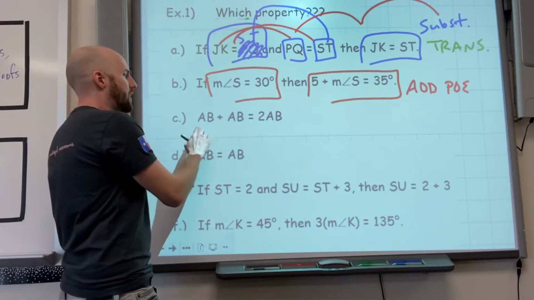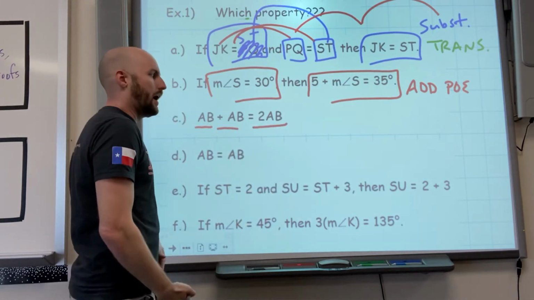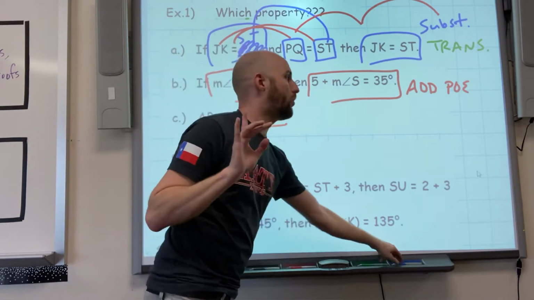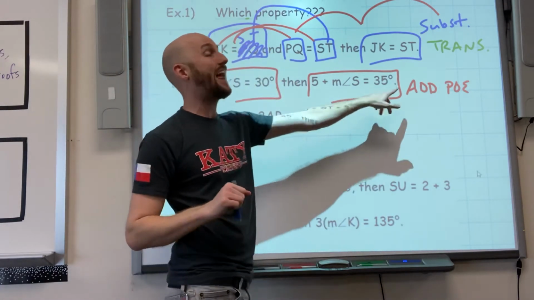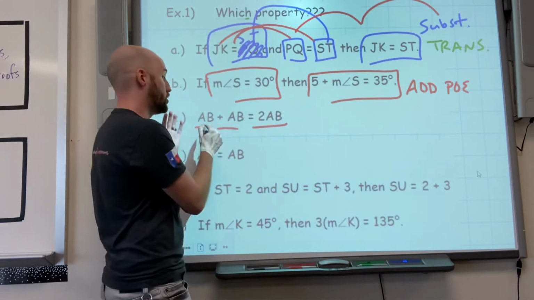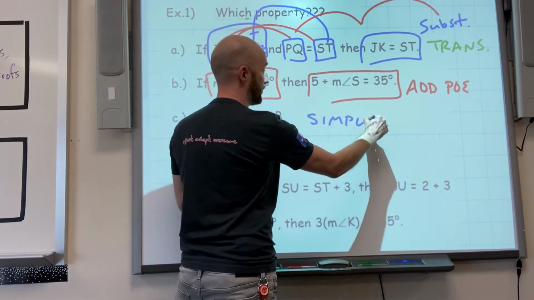This question, I'm basically taking AB plus AB and the fact that it equals 2AB. I'm literally just adding those things together. I'm like combining like terms. And so I picked this example to remind you that is not add POE. I did not add something to two sides of the equation. I took this and it equaled this. That is what we just call simplify.